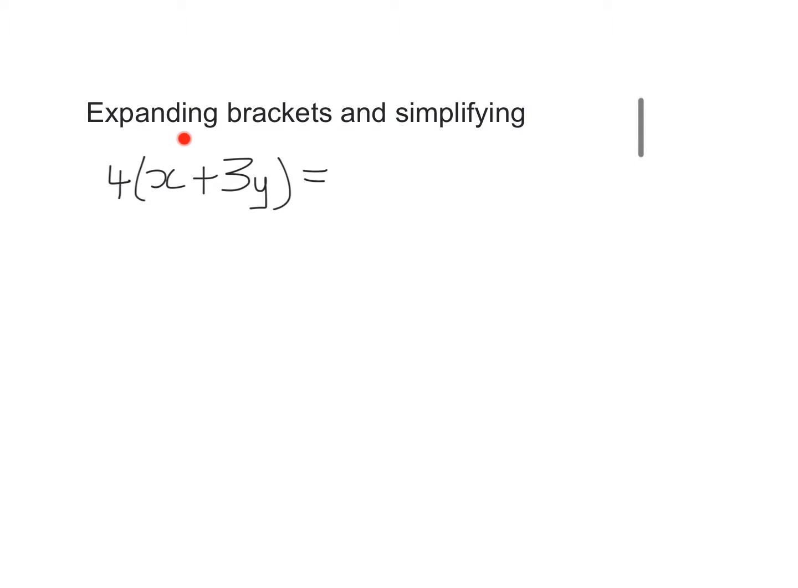So now when we expand brackets and simplify, all we're doing is multiplying out our brackets, and then we're collecting any like terms that we can find. So put this one on pause and give it a go. So I'm going to multiply 4 by x, and then I'm going to multiply 4 by 3y. And that is simply 4x plus 4 3s are 12y. And that will be my answer.